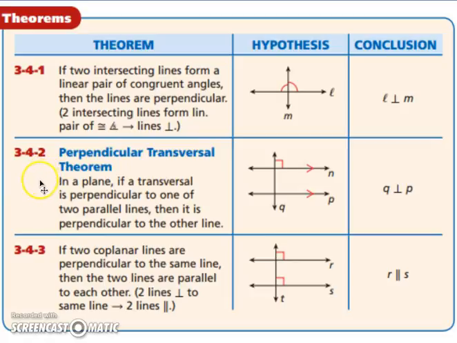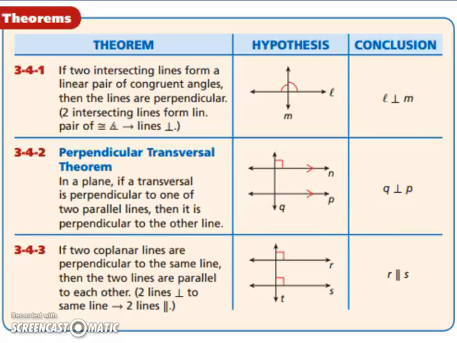We have the perpendicular transversal theorem. In a plane, if a transversal is perpendicular to one of two parallel lines, then it is perpendicular to the other line. Think of it this way. If both of these lines, N and P, are parallel to each other, then if you're looking at the angle on the top right here, if that's 90, the corresponding angle to this angle here would be on the top here, which would also have to be 90, which forces line Q to be perpendicular to line P.